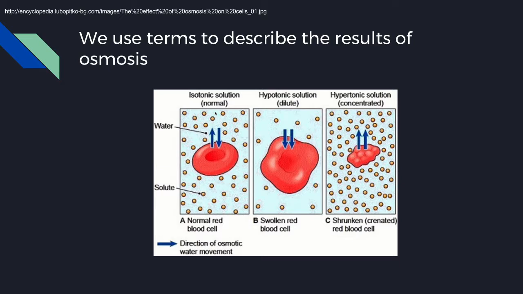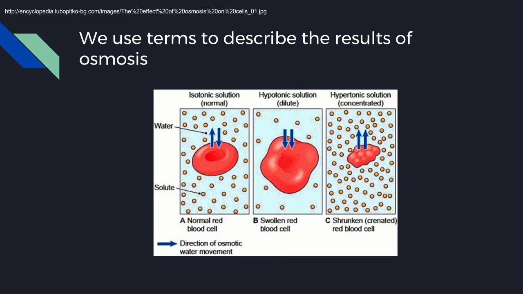It has the same strength as whatever is inside of the red blood cell, meaning the concentrations of stuff on the outside and the inside are the exact same. That's what we mean by isotonic.